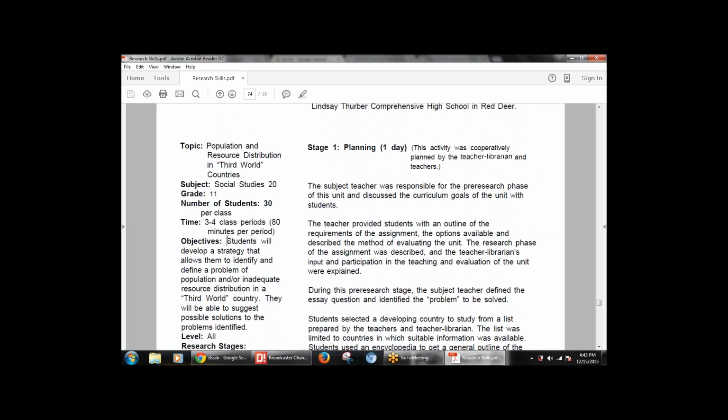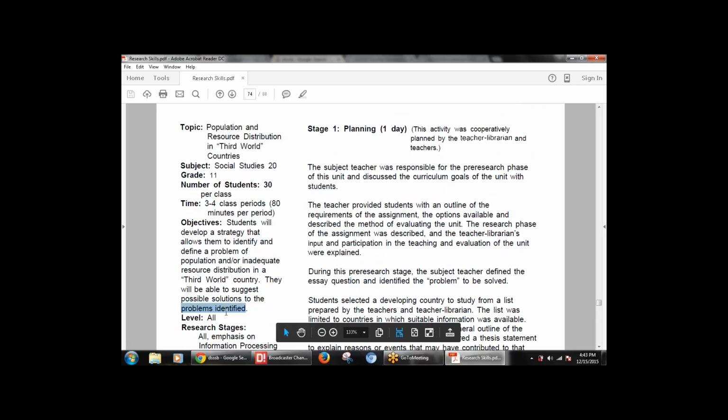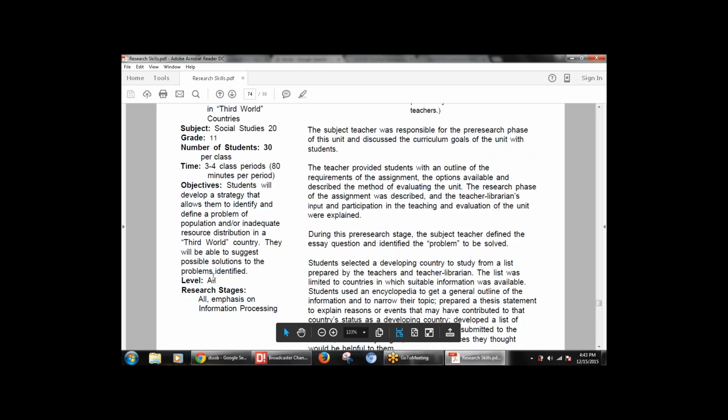Now, what is the main objective? The students will develop a strategy that will allow them to identify and define a problem of population and inadequate resource distribution in a third world country. That means the strategy they use will allow them to identify and define a problem, how they gather the information and what objective they attain. They will also be able to suggest possible solutions to the problem identified. The level used is all levels, and the research stage emphasized is information processing.